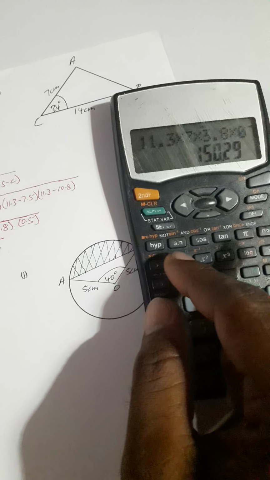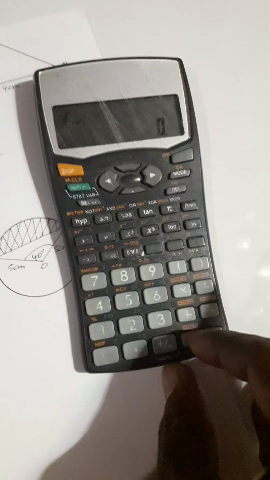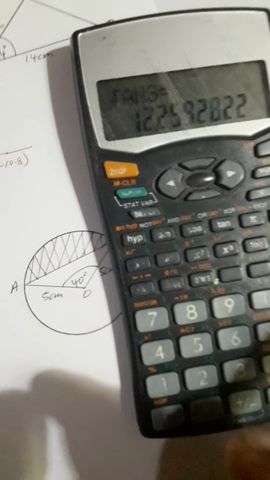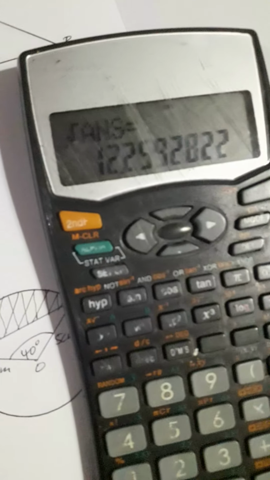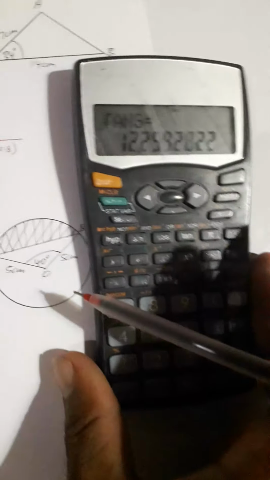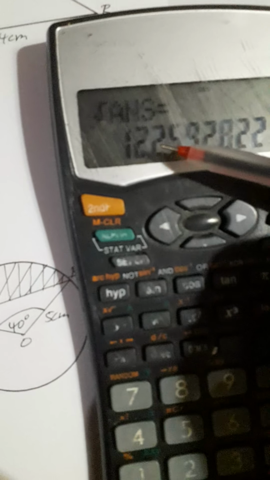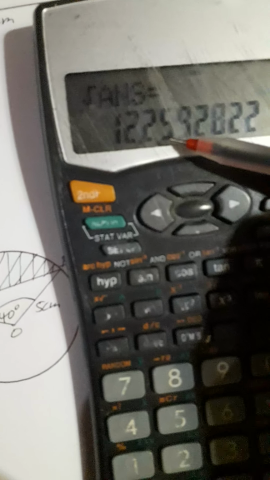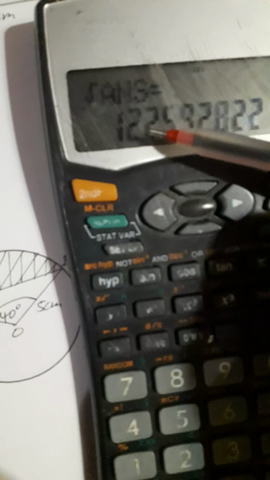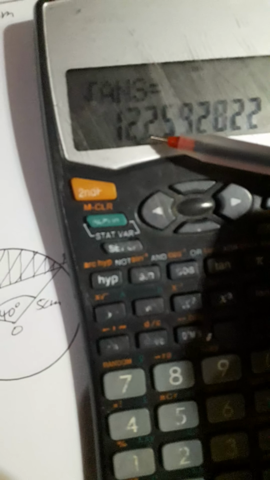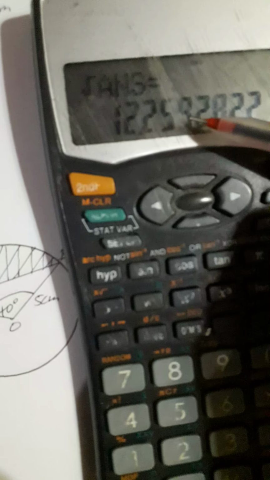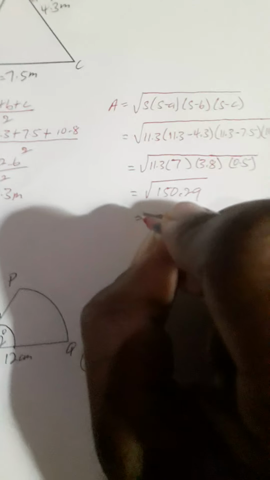Now we'll square root. Okay, so this is my square root. I square root the answer. Okay, so we have a lot of decimal places. The question doesn't specify how many decimal places to leave for answers, but we'll just leave it to 1 decimal place. So whenever you want to write your answer to 1 decimal place, you always look at the second number. If that number is 5 and above, you need to add 1 to this number. If it's below 5, you don't have to add anything. So since this number is 5, I'll add 1 here. So our answer will be 12.3.